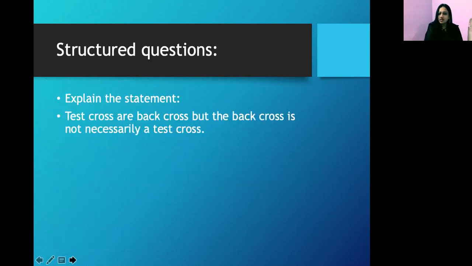Then some of the structured questions. Test crosses are backcrosses, but a backcross is not necessarily a test cross, right? So as we have discussed, a test cross here is a backcross. The reason is in test cross, F1 hybrid is crossed with one of its parents, but that parent is recessive. That's why we call it test cross. But as we cross back with the parent, we can consider it as backcross.